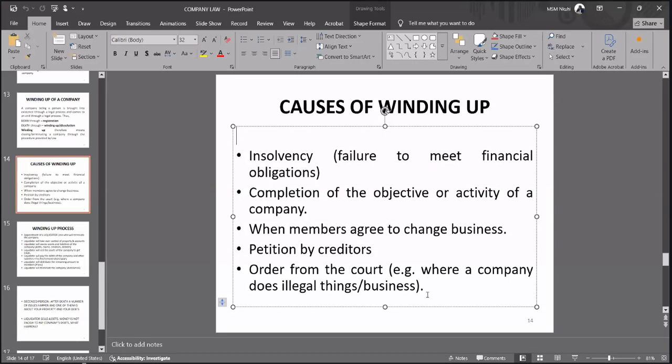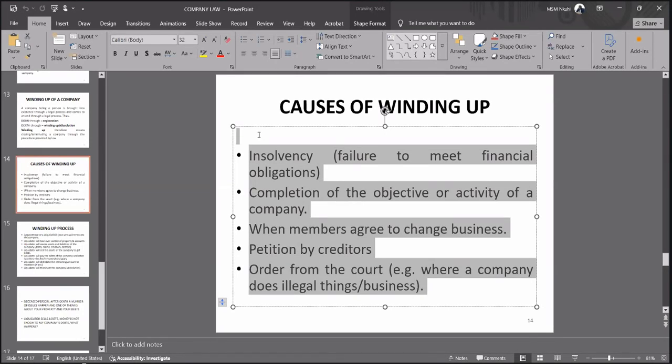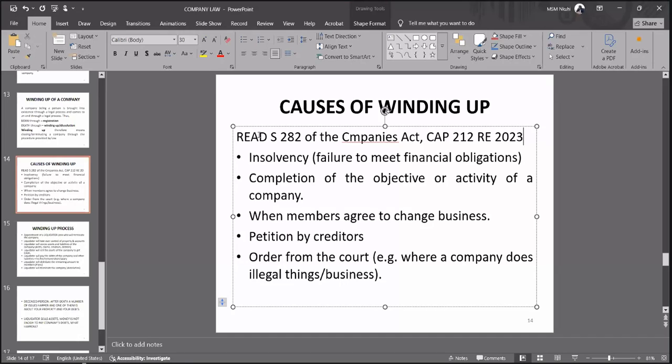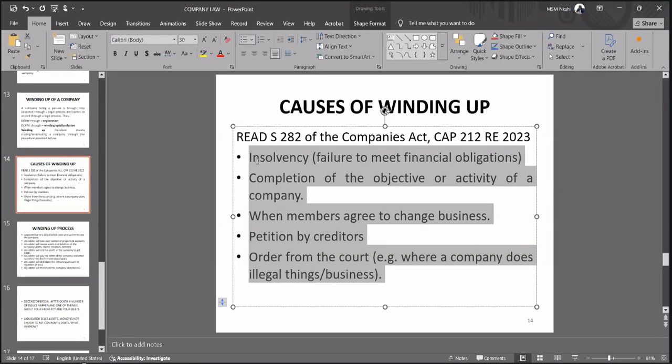apart from what we have, if I am to put them in a very good order, I would ask you first to read section 282 of the Companies Act, which is chapter 212 of the revised edition 2023. Yes, 2023. So if you read this act, especially this provision, what you will see, and I want to put it clear around here, okay?